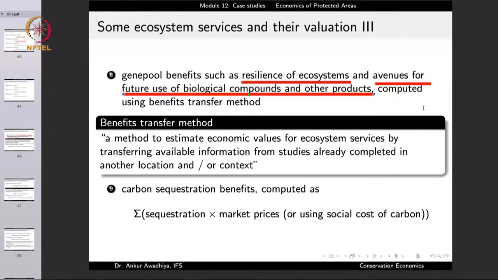And a number of medicines such as artemisinin are also derived from different plant products. Now, if we have a large amount of biodiversity, there is a greater chance that we will have access to one or more of such compounds in the future when we need them. So these are gene pool benefits, the benefits that you are getting because you are maintaining a good gene pool and a good biodiversity. Now, these kinds of benefits are computed using benefits transfer method, which is a method to estimate the economic values for ecosystem services by transferring available information from studies already completed in another location and or context.